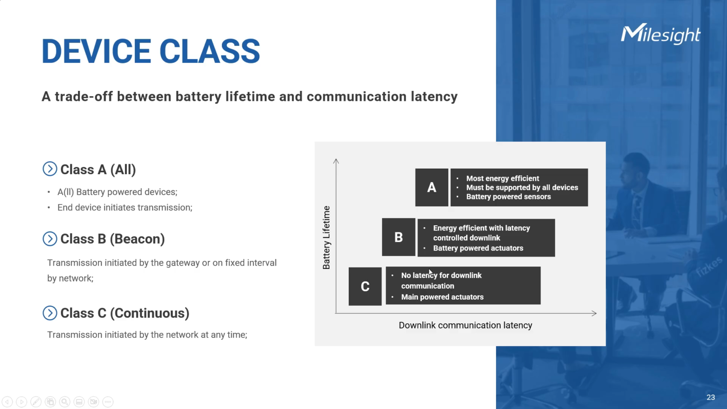Class C usually works with devices like streetlights with a power source, so you can turn them on and off at any time. So which type do you need? It's a trade-off between battery lifetime and communications delay.